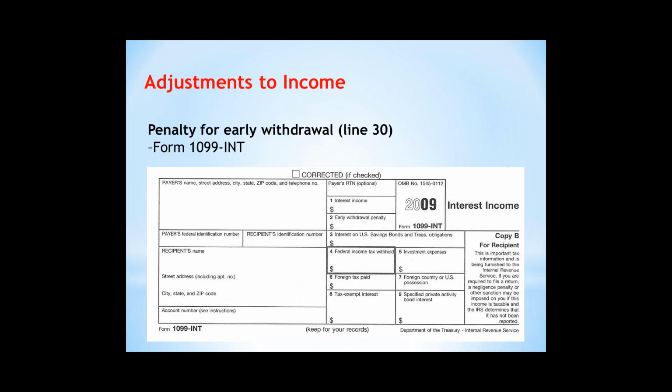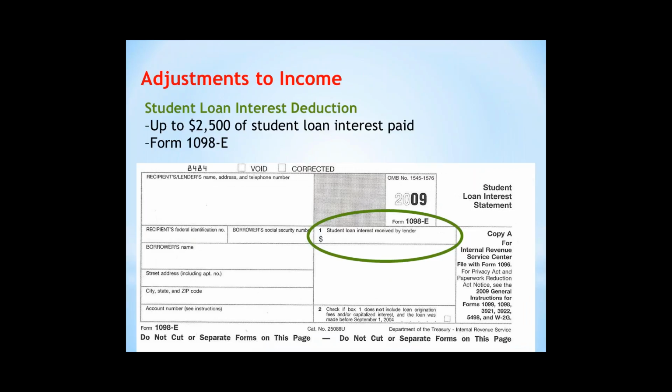So I indicated from the income section that a person will receive an adjustment for the penalty for the early withdrawal from some sort of investment. This comes right off of that 1099 interest statement that we talked about in the income module. The student loan interest deduction. So like I said, it can only be up to $2,500 of interest paid, but we usually don't see someone with student loans that high that they're paying off that much.